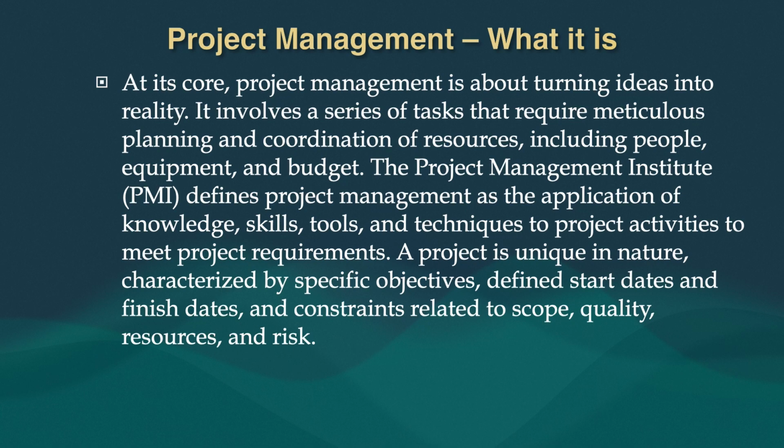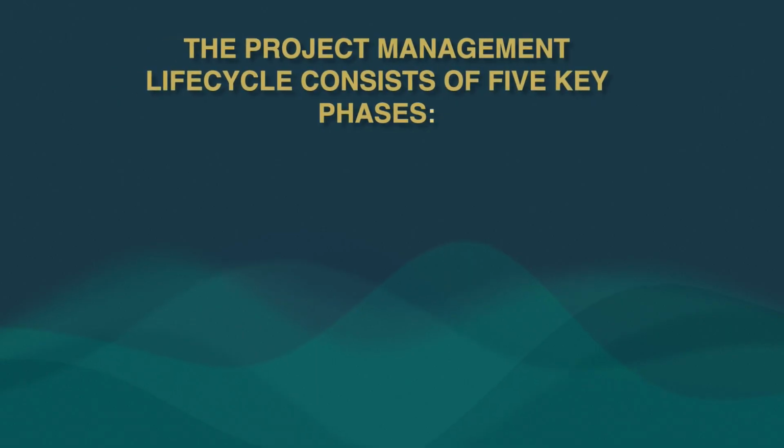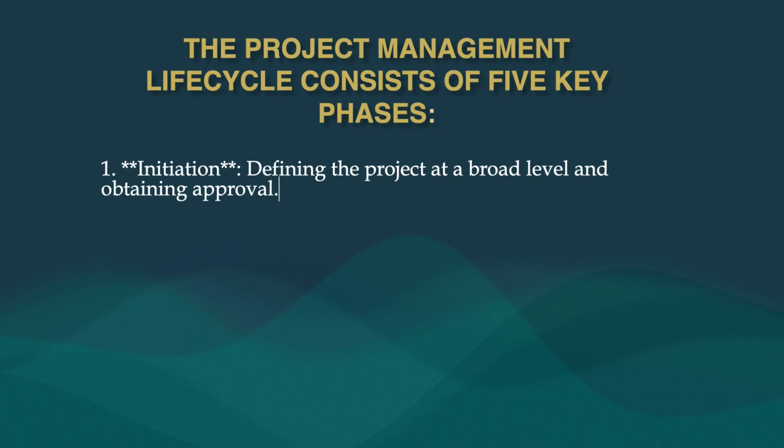A project is unique in nature, characterized by specific objectives, defined start and finish dates, and constraints related to scope, quality, resources, and risk. The project management life cycle consists of 5 key phases. The first key phase is initiation, defining the project at a broad level and obtaining approval. That is the first phase, which is called initiation.